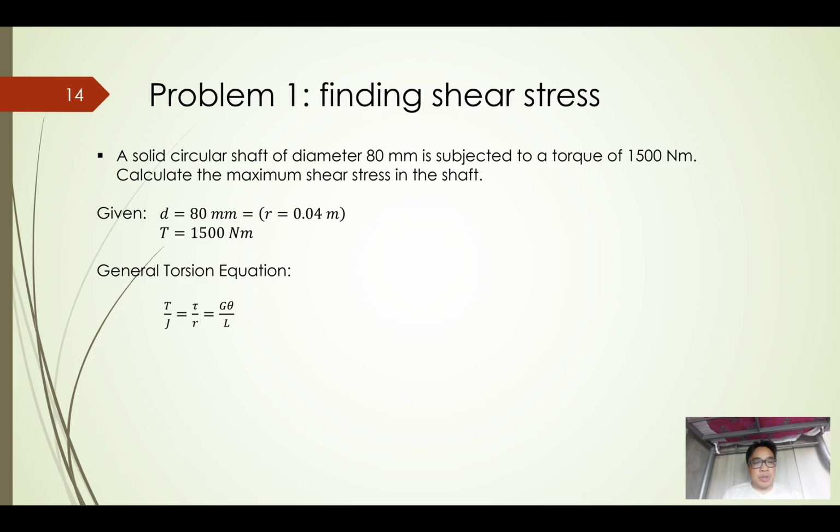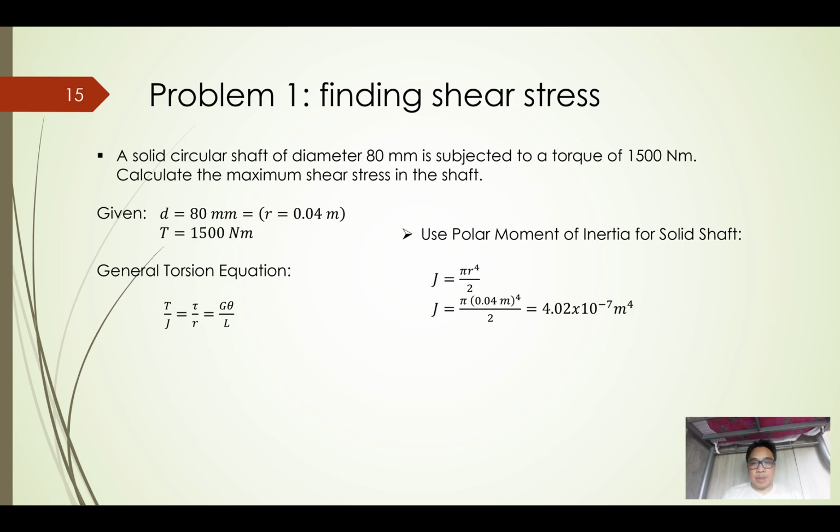The general torsion equation: torque over J is equal to shear stress over radius, which is equal to G theta over L. In steps, use the polar moment of inertia for solid shafts. J is equal to pi r raised to the fourth power over 2. It will give us a polar moment of inertia of 4.02 times 10 raised to negative 7 meter raised to 4.